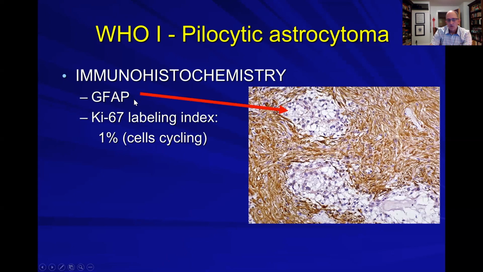As far as markers on immunohistochemistry, these are heavily GFAP positive, glial fibrillary acidic protein, and the Ki-67 index would be very, very low, 1%. That refers to the number of cells that are cycling or mitotically active.